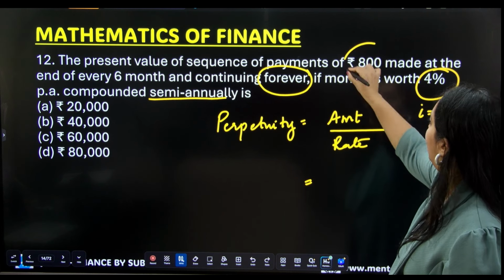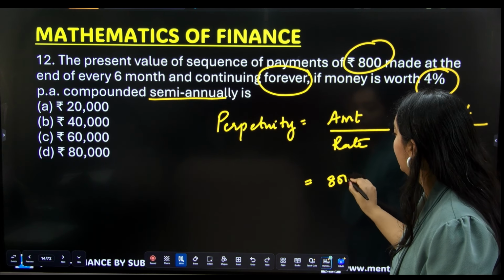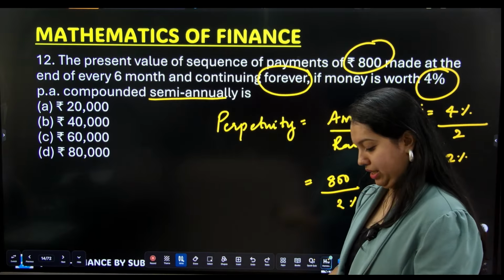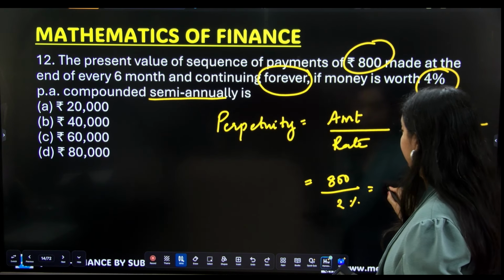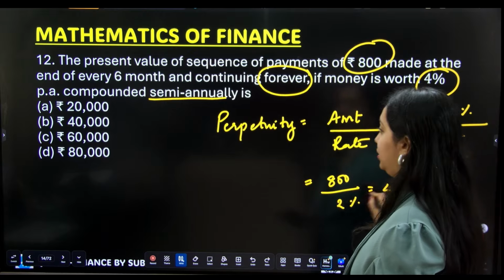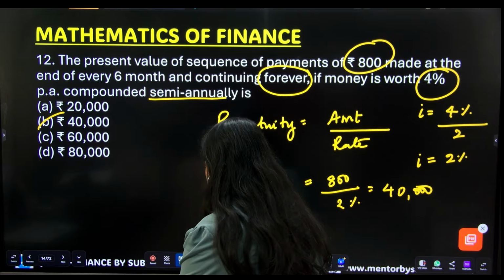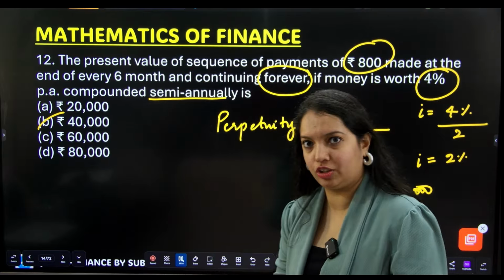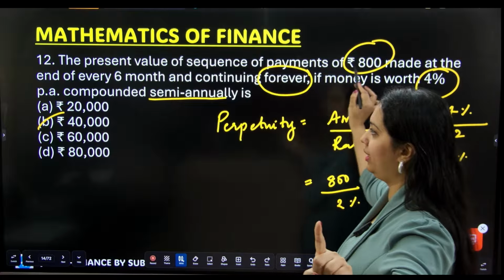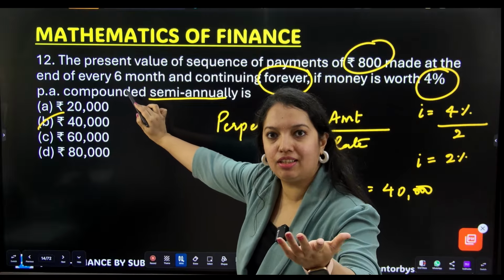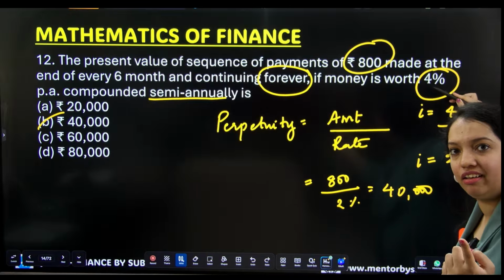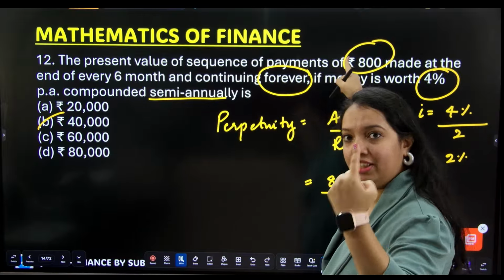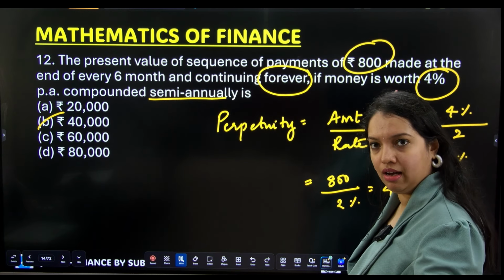Your answer will be amount 800 divided by 2 percentage. Take the calculator and check out 800 divided by 2 percentage. You will get the answer as 40,000, which is option B. Next. Before I go to the next question, I hope everyone understood what I did. 800 rupees I'm getting at the end of every 6 months. The rate was given for the full year, and I converted it to a half yearly rate also. Everything has to match. If the amount is half yearly, the rate should also be half yearly.